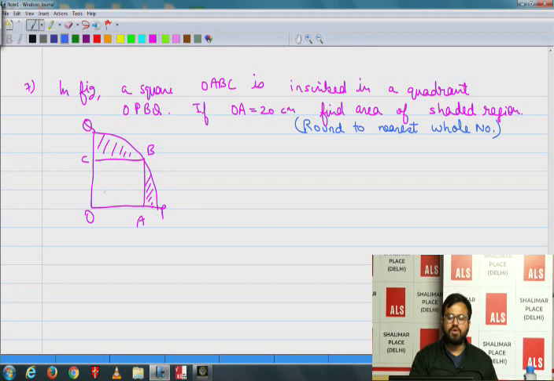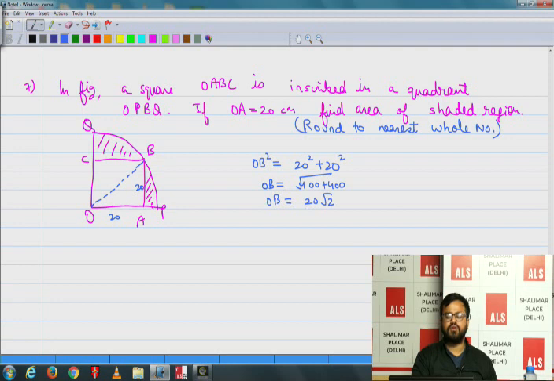So OA is 20. So this is 20, since this is a square, so AB is 20. So now this OB, which is acting as a diagonal for this square, will also be the radius for this quadrant. So OB square is equal to 20 square plus 20 square. So OB is square root of 400 plus 400. So OB is equal to 20 root 2. And this OB, which is 20 root 2, is acting as a radius for this quadrant.